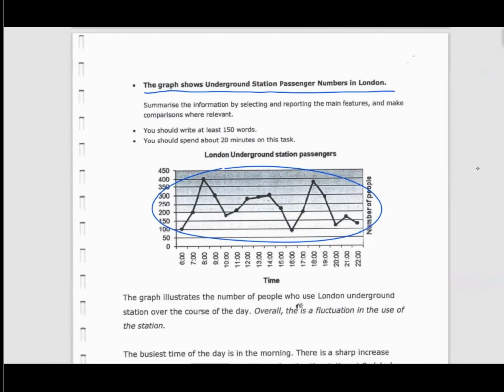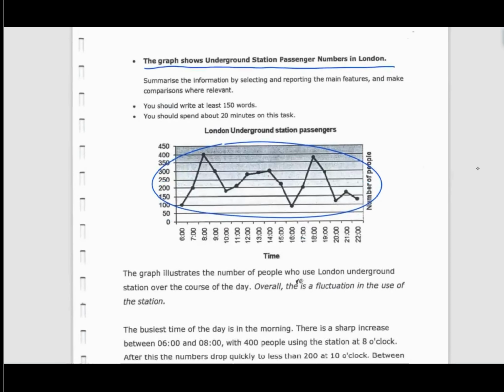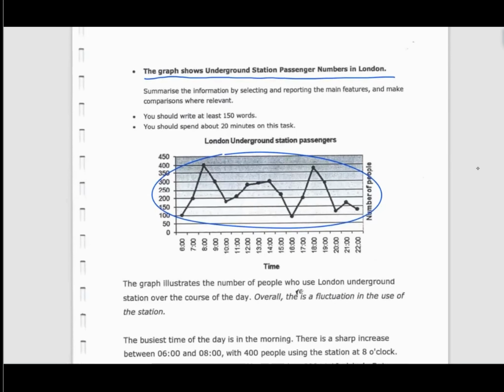The graph shows underground station passenger numbers in London. There is no specific date here. It means this is a daily routine. Every day people use the underground to go to work, for other purposes, like for shopping, for sightseeing, for visiting relatives. So every day they use the underground. You know what is the underground, right?